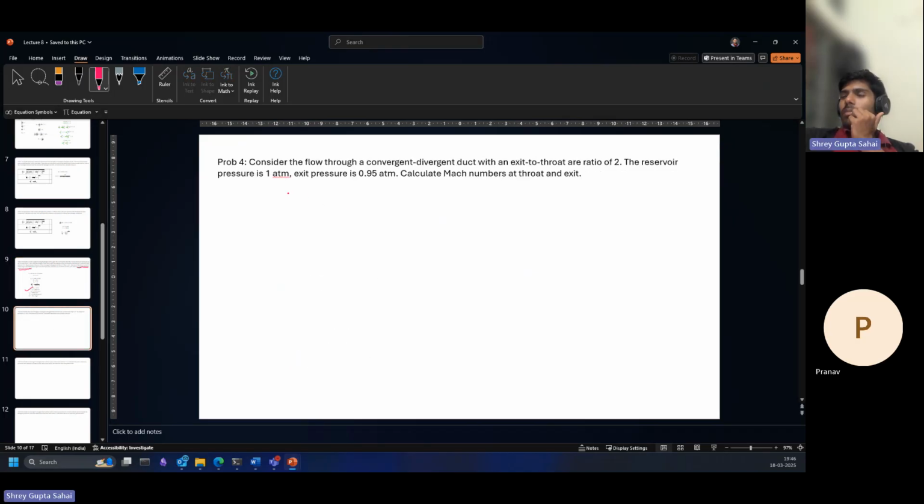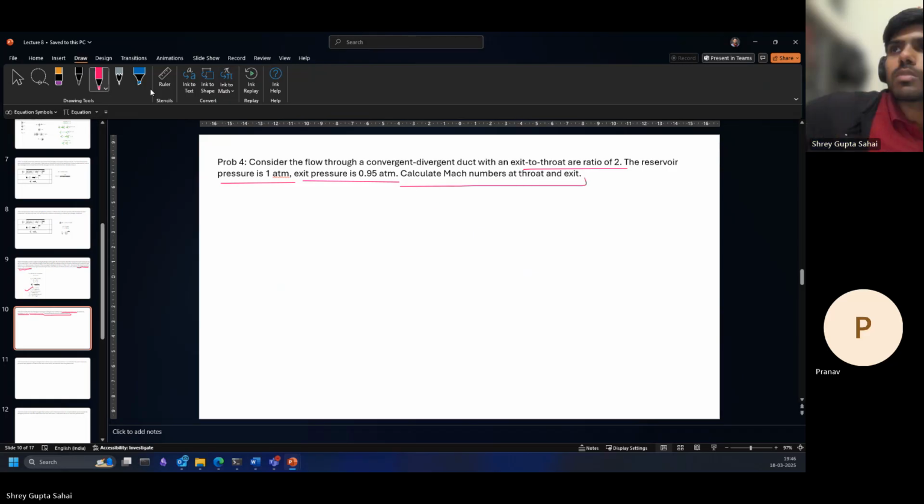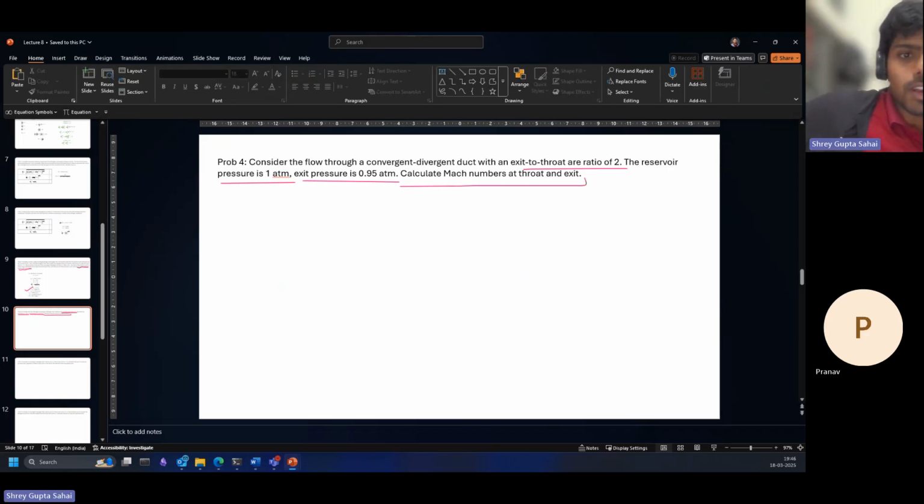Okay, let's do this one problem and then let's try to close. Consider the flow through a convergent divergent duct with an exit to throat area ratio of 2. The reservoir pressure is 1 atmosphere. Exit pressure is 0.195. Calculate the Mach number at the throat and exit. So is this problem clear, Pranav?